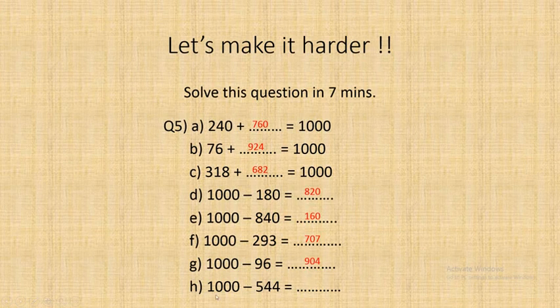The last question is 1000 minus 544. If you add 6 here, it's going to be 550, and then you will add 50 again, so it's going to be 600, and then you will add 400, so it's going to be 456, and that's it.